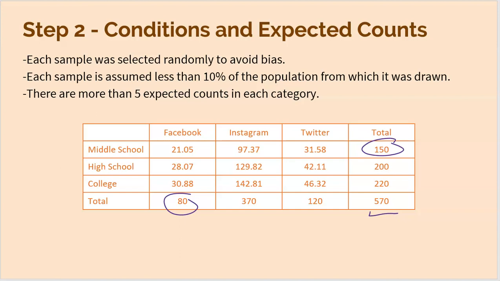Again, they don't have to be the same numbers. A lot of kids think that I need to see 21, 21, 21, the same exact numbers. No, it's the same proportion. That's why you have to start with that total, which is again about 14%, and then work across. And then repeat for Instagram and Twitter.